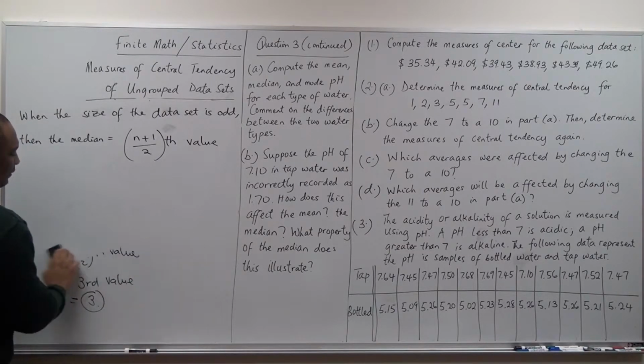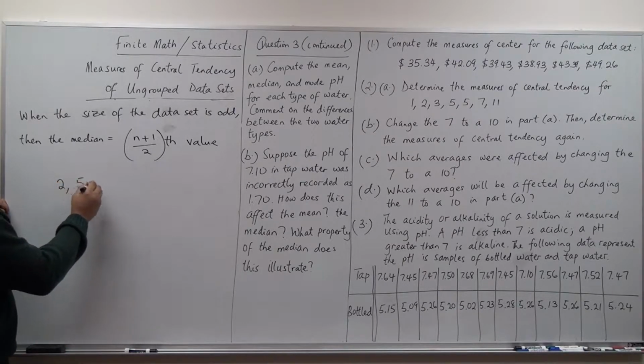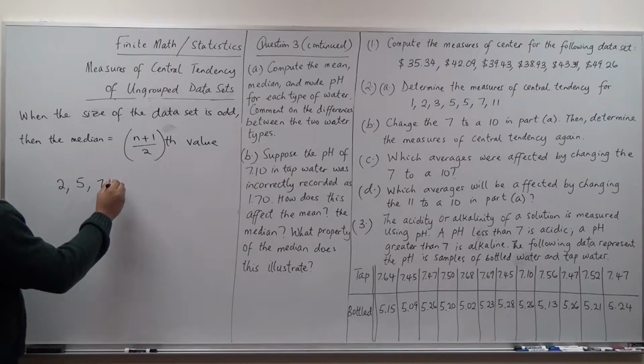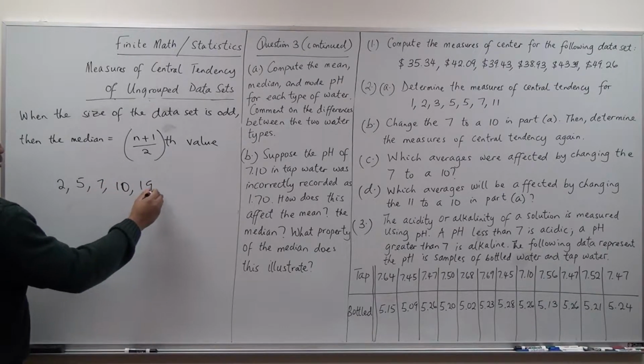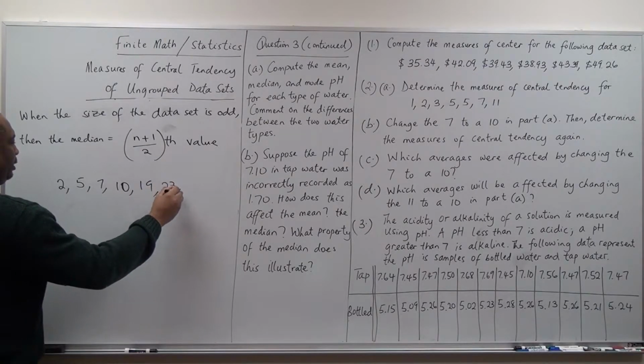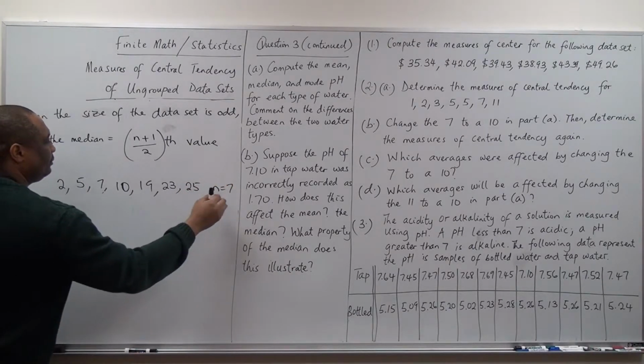Let's say we have 2, 5, 7, 11, 10, 19, 23, 1, 2, 3, 4, 5, 6, and 7, 25. Okay, n is 7. Odd.